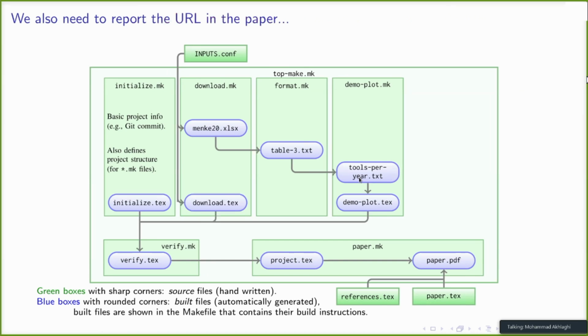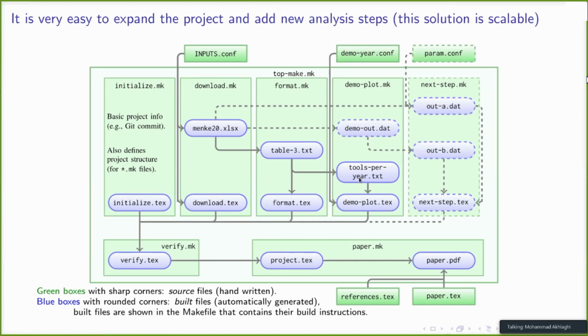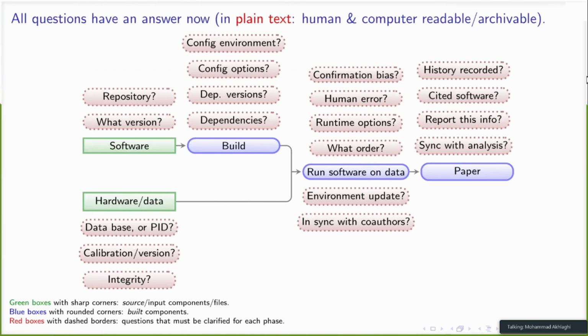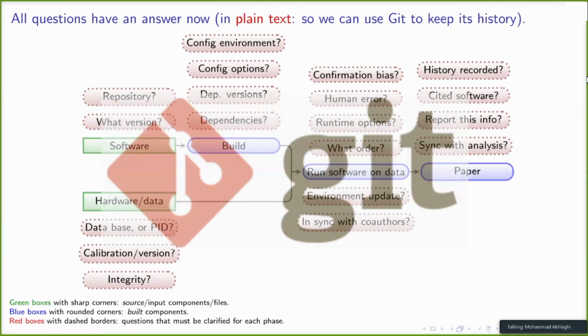And with all the full analysis, this can easily be expandable with Make, because something like the Linux kernel and GCC is built with Make. I mean, that's larger than any scientific project. It's easily expandable. And finally, because everything is in plain text, you can manage it with Git.